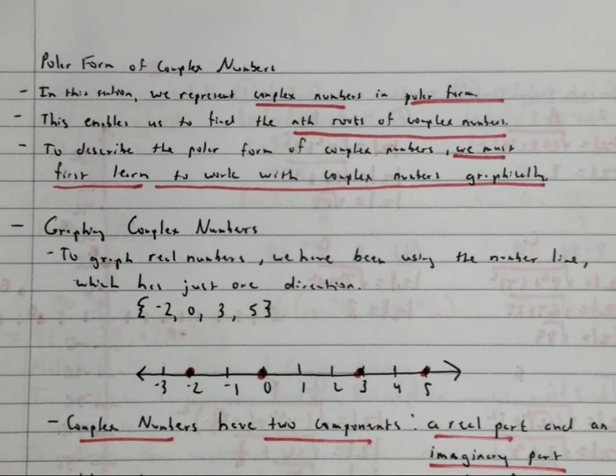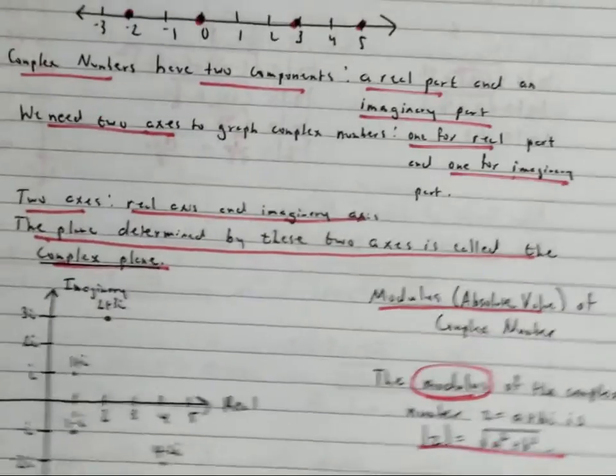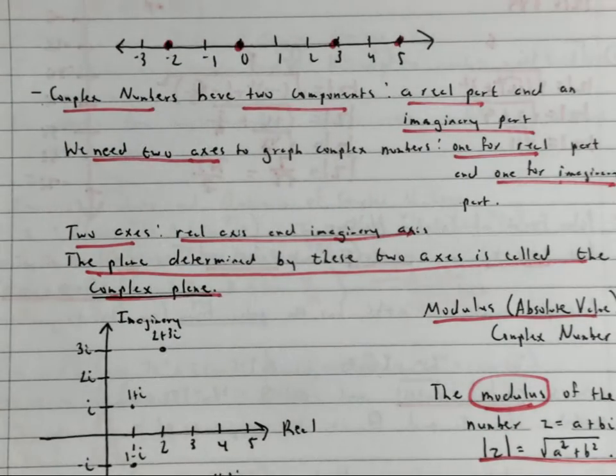Now, you learned back in middle school how to graph real numbers. If I had a set of real numbers, -2, 0, 3, 5, you would simply draw a number line and put a point on them. Do you remember that? Well, now, complex numbers are not that easy.